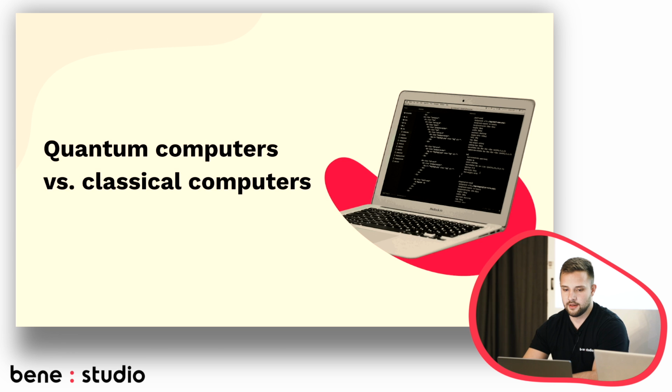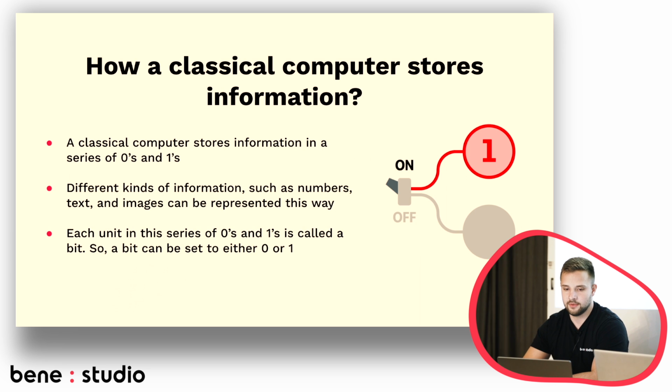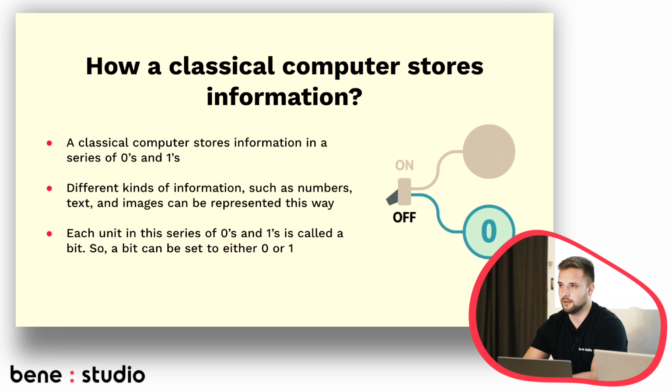Now let me compare quantum computers to classical computers to explain the differences and the main things. So let's start with how a classical computer stores information. As you may know, classical computers store information in bits, which can be either 0 or 1. And with bits, we can represent different kinds of information like text, images, and so on.